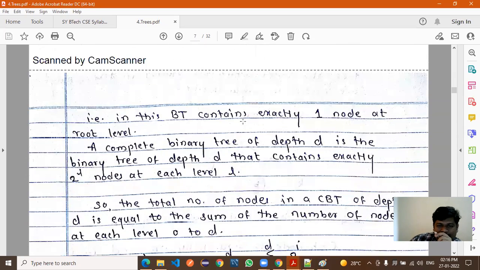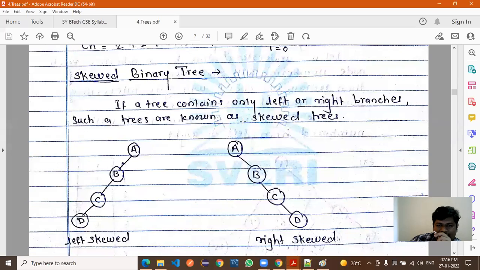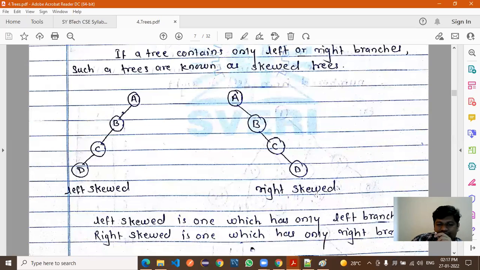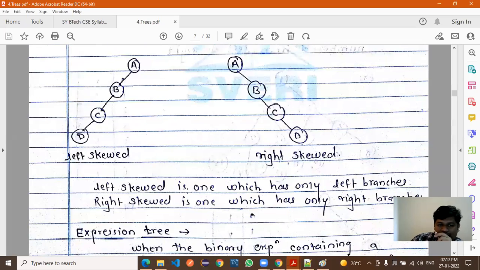And the third type of binary tree is the skewed binary tree. Skewed means if a tree contains only left or only right branches, such a tree is known as a skewed tree. If the tree contains only left branches, it is called a left skewed tree, and if it contains only right branches, it is called a right skewed tree.